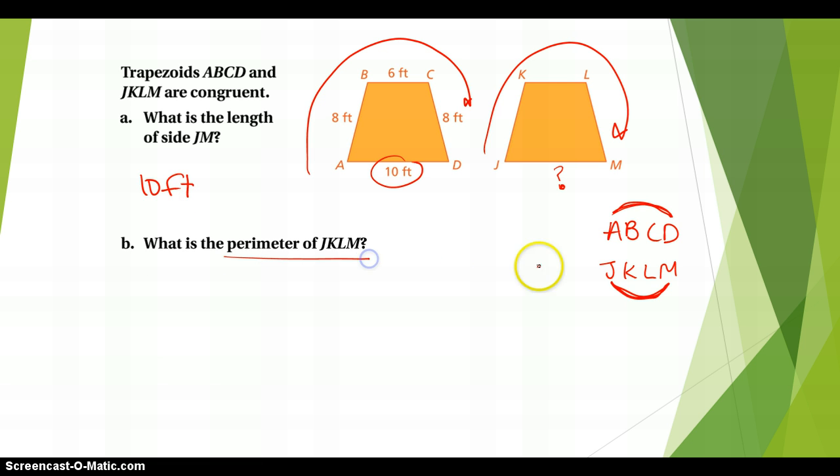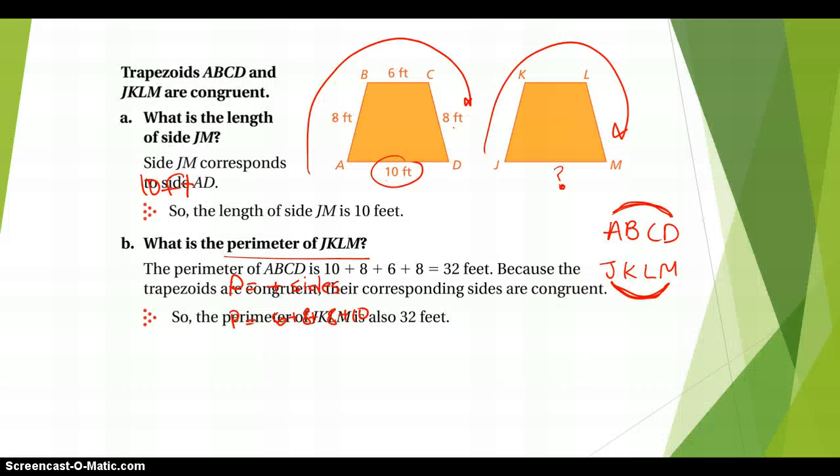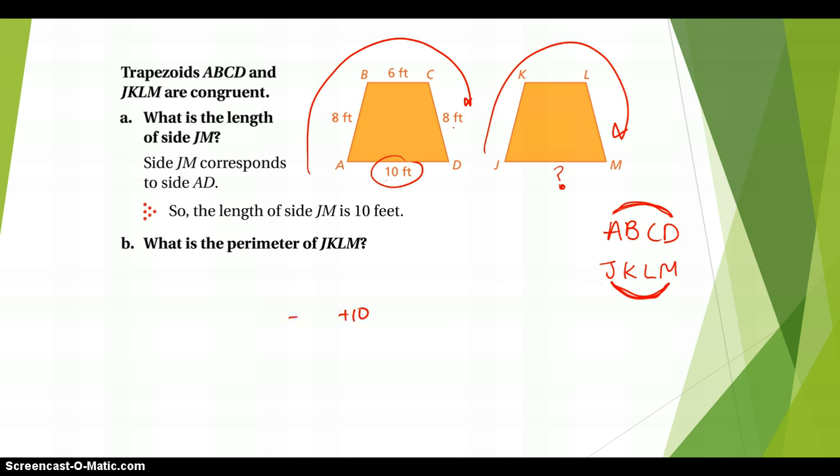So what is the perimeter of our whole trapezoid? Well, if we know the perimeter of a congruent polygon, then it has to be exactly the same, just like our squares were, 8, 8, 8, 8, same thing. So perimeter, P equals add sides. So I will have to add 6 plus 8 plus 8 plus 10. Let's see what we get here. 32 feet. So our perimeter of our polygon is 32 feet. This is the end of 2.1.